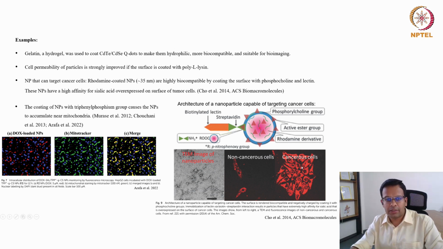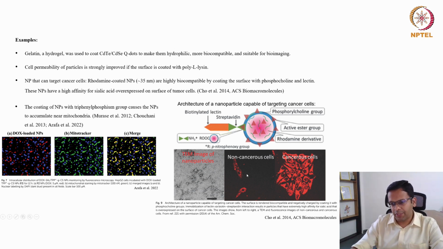Tumor cells generally overexpress sialic acid on the cell membrane. So these nanoparticles have high affinity to bind to the sialic acid because they have the phosphocholine and lectin. This way, these nanoparticles were made for specific targeting of the cancer cells. If you treat the cells with these nanoparticles, it will give fluorescence when the cancer cells are present, but in the case of non-cancer cells, it will not give fluorescence.